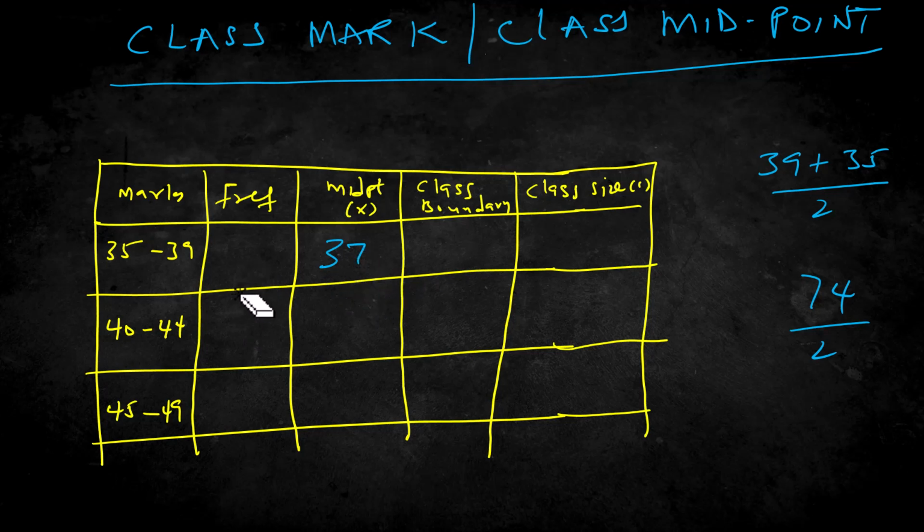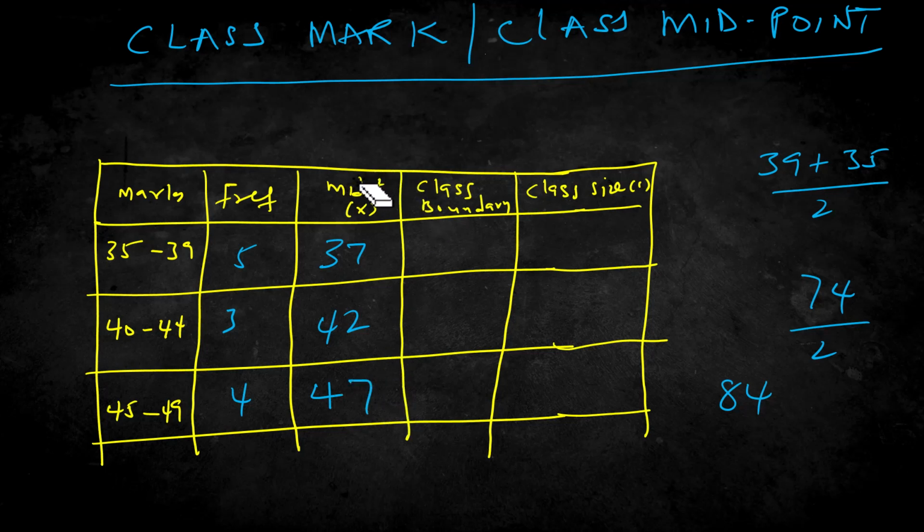Now let's assume the frequency here is 5, 3, 4. Now the next one will be 44 plus 40. That will be 84. So 84 divided by 2 will be 42. So the next one will be 45 plus 49. So just find the average. So this side will be 47.